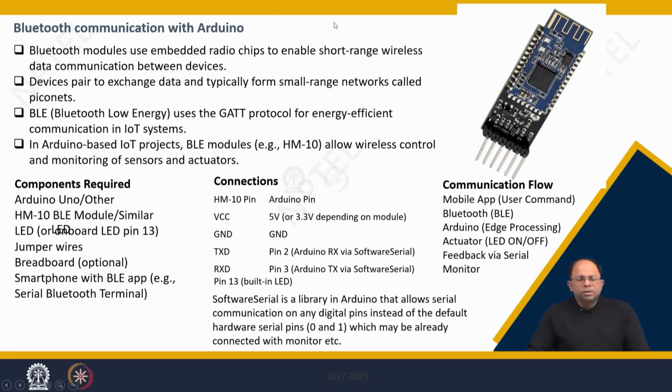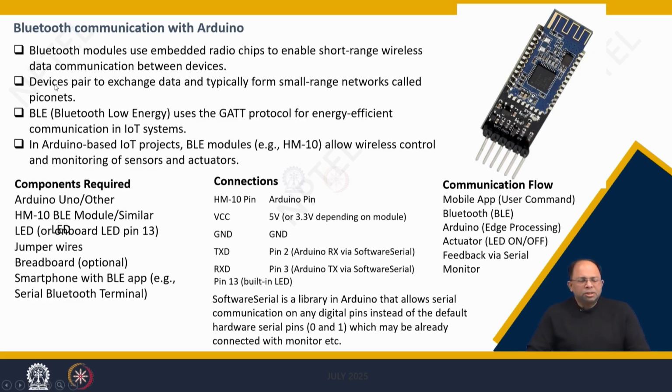Bluetooth modules use embedded radio chips to enable short-range wireless data communication between devices. You can see this is one of the Bluetooth chips, or Bluetooth modules. Sometimes we call them a shield as well. This is something we have to connect to Arduino, and only then will the Arduino have the power to send or receive Bluetooth signals.